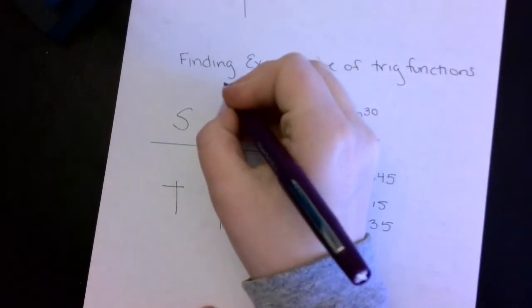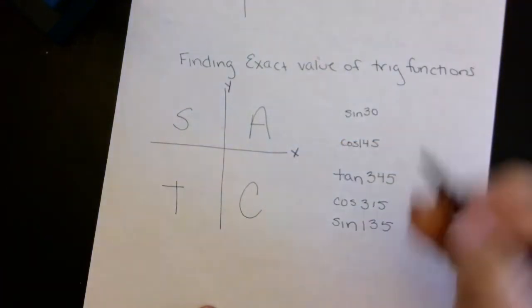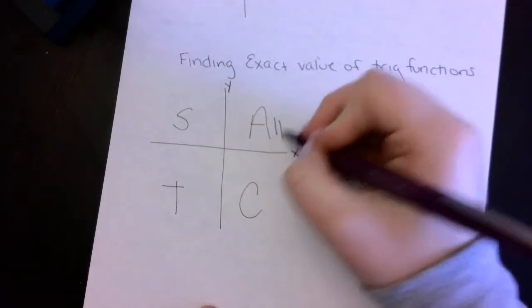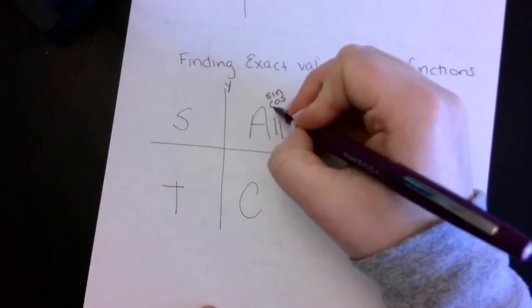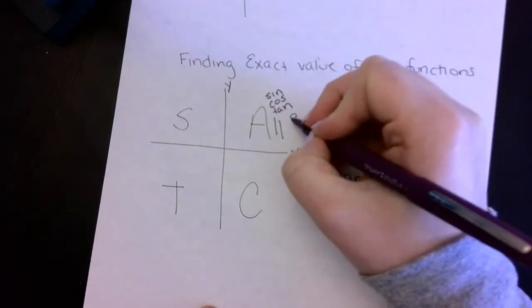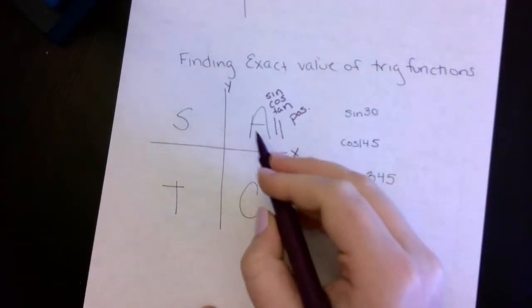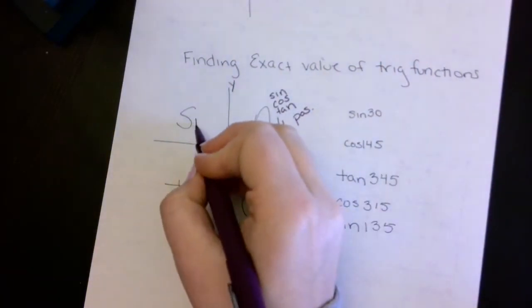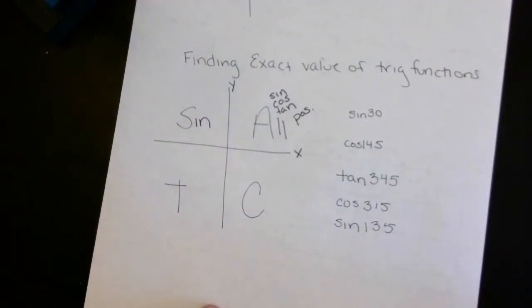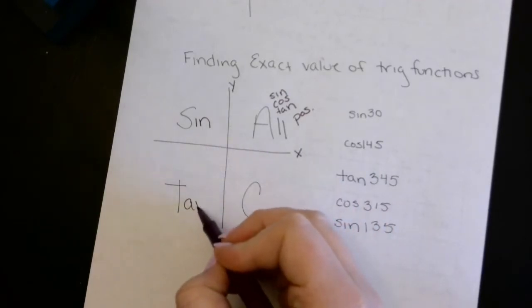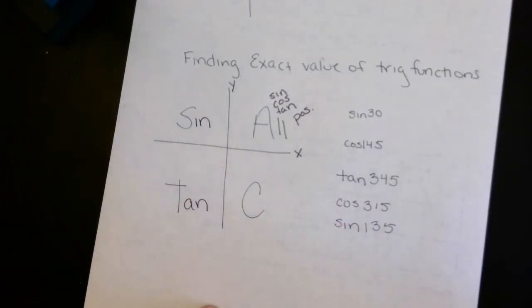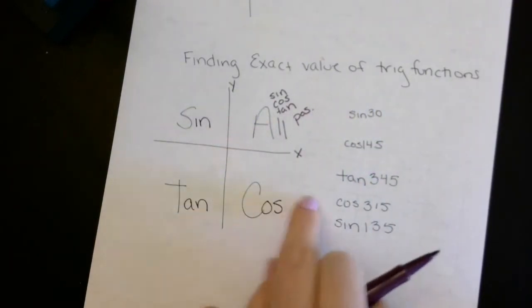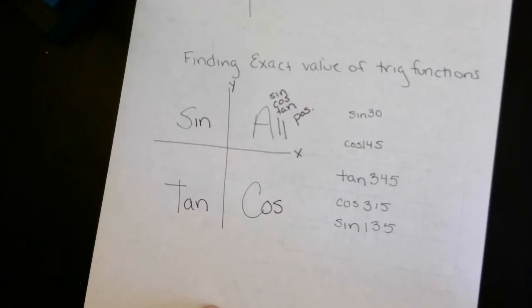So here is your xy plane. The A stands for all. So that means sine, cosine, and tangent will all be positive in this top quadrant. Over here, the only one that is positive is sine. Tangent and cosine will be negative. Down here is tangent, so tangent is the only trig value that is positive down there. And same thing here for cosine. So C-A-S-T, cast, is a way to remember where each trig value is positive.